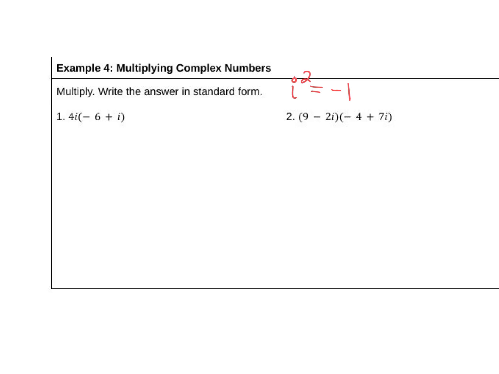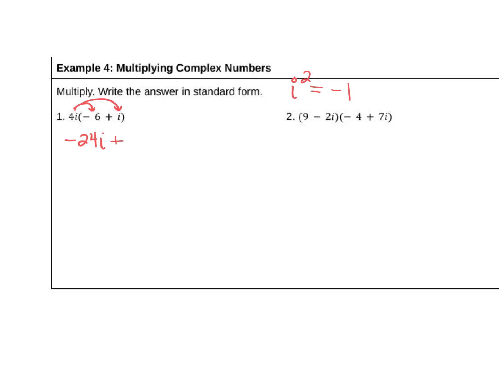Okay, when we have a number on the outside of parentheses, what property do we use here? Starts with a D. Distributive, that's right. We're going to multiply, and it works just like a variable. 4i times negative 6, I multiply the numbers together. I get negative 24i plus 4i times i.